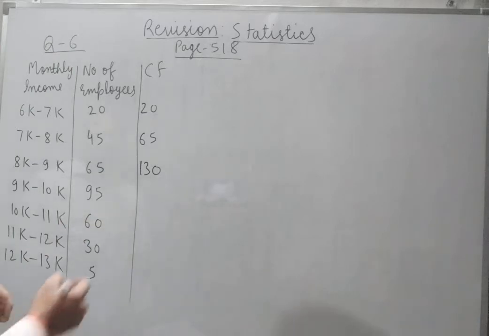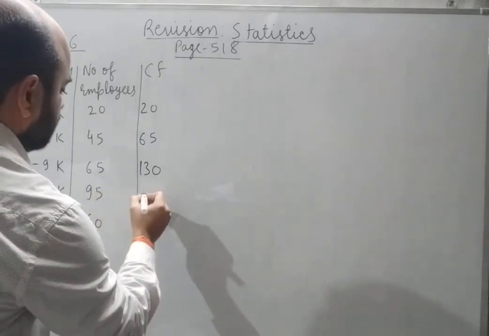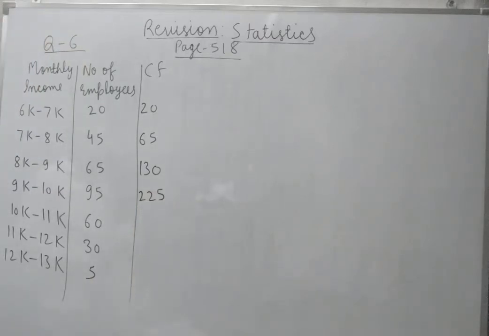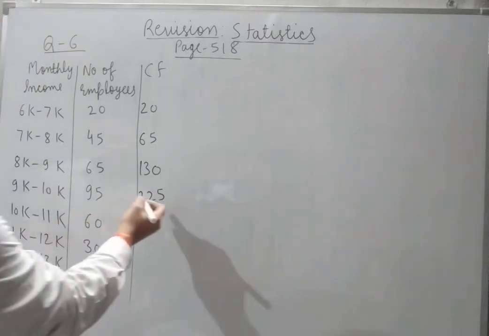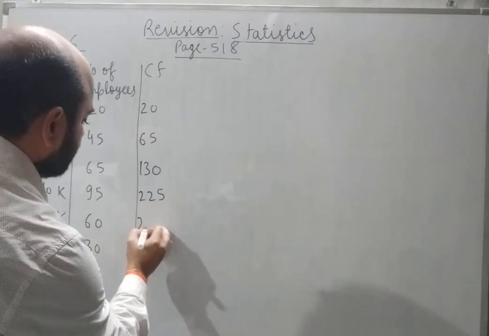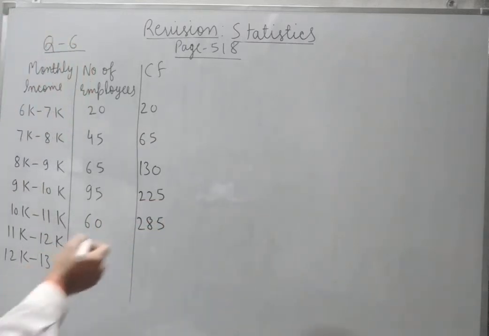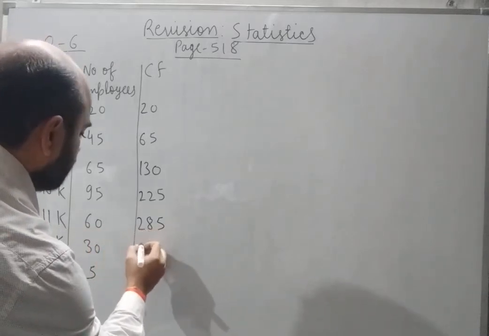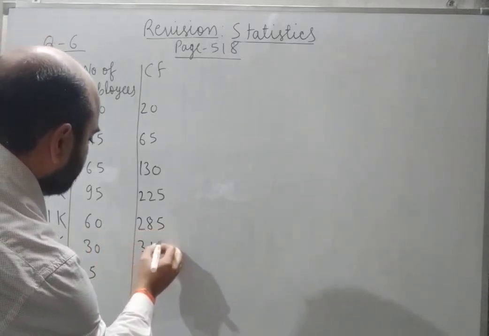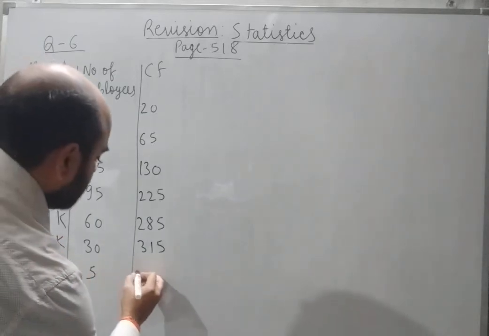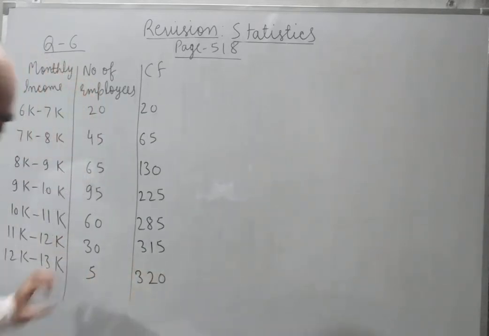130 plus 95, that will give 225, correct? After the 225 plus 60, that will give 285, correct? 285 plus 30, that will give 315, clear? And the last one is 320. So the total number of employees is 320. Now we have to choose the scale.